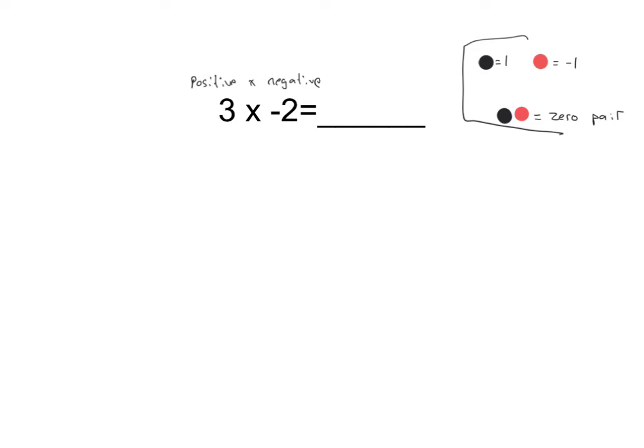So again, this first term tells us if we are adding a group or taking away a group. And so if this is a positive number, we are going to be adding 3 groups of -2. So add 3 groups of -2.